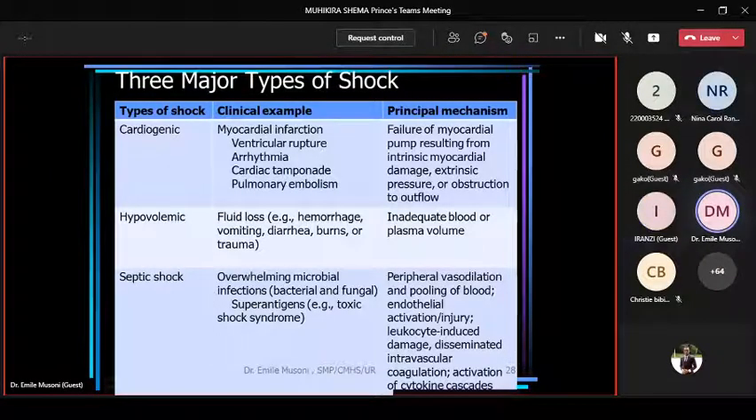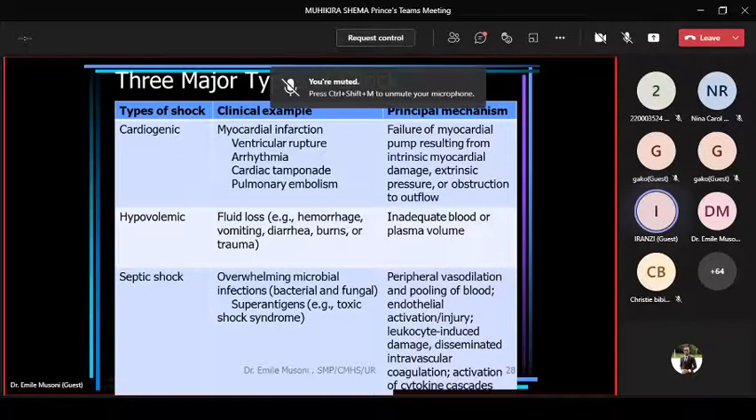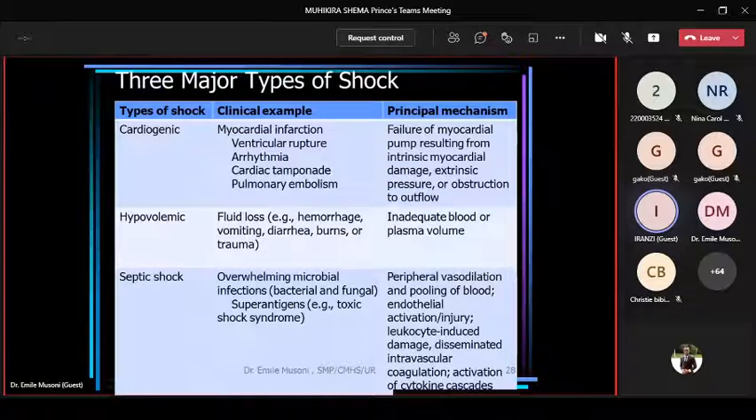Question. So, yes. Teacher, we've seen that shock is due to less cardiac output or low volume of circulating blood. So I want to know the relationship between shock and anemia.